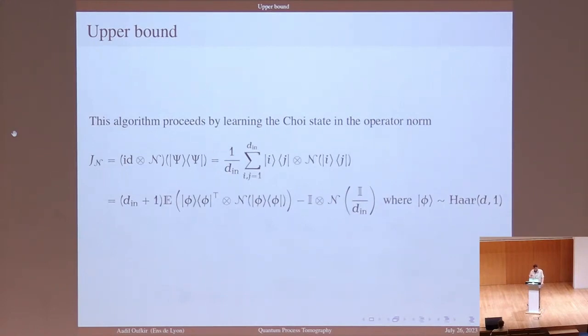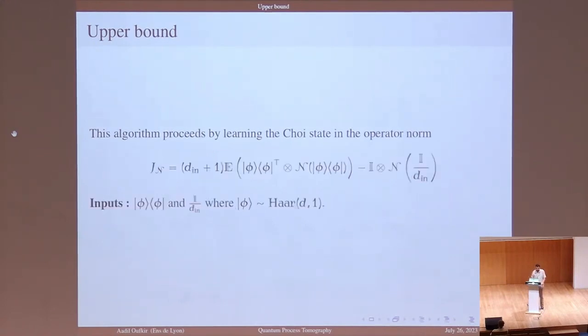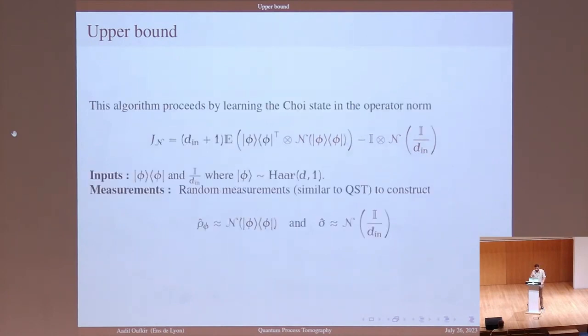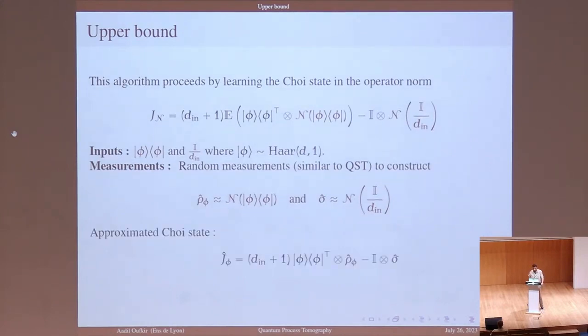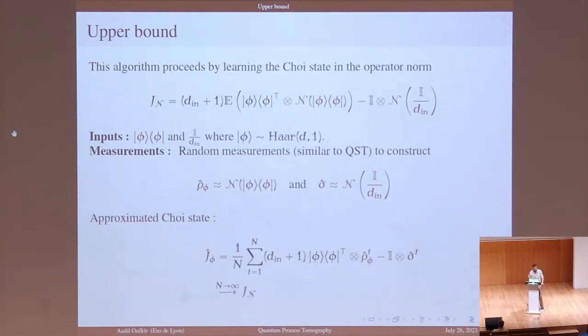Now it's intuitive to choose as input the projector on the space spanned by phi and the maximally mixed state. And we measure the output states randomly, similar to quantum state tomography or classical shadows, to construct unbiased estimators for the output states. Now, if you plug these unbiased estimators in the first expression, we can obtain an unbiased estimator for the Choi state. We repeat this a sufficient number of times and take the empirical mean. So we know that the empirical mean converges to the actual Choi state.